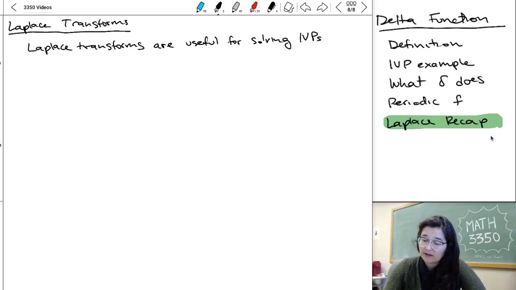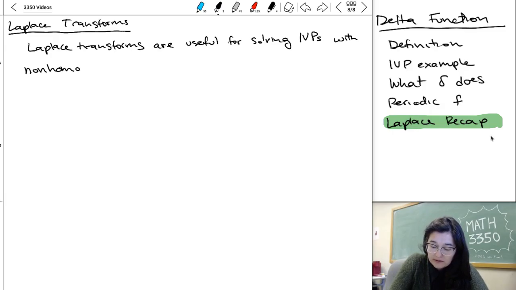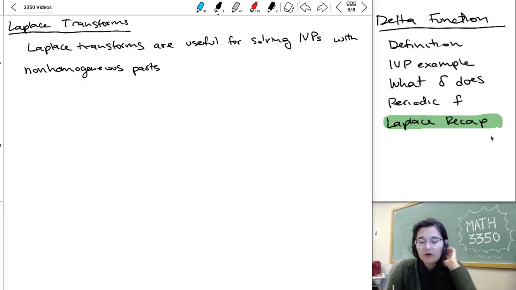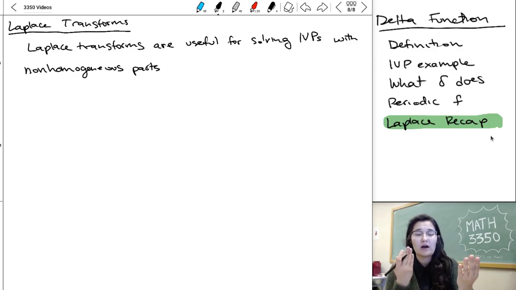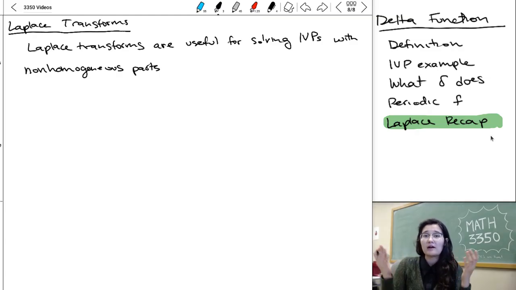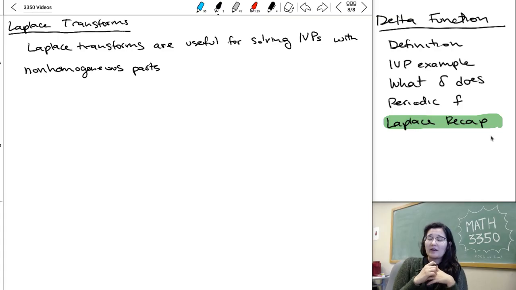depends on initial conditions. And I'd even go further and say it's especially helpful if you have non-homogeneous parts. Because remember, when we solved non-homogeneous equations previously, we had to solve two different problems. First the homogeneous, then the non-homogeneous part. When we do Laplace, it happens all together. So having a non-zero function on the right-hand side is just one extra thing you have to take a Laplace transform of. It doesn't introduce a whole new side problem to what you're doing.